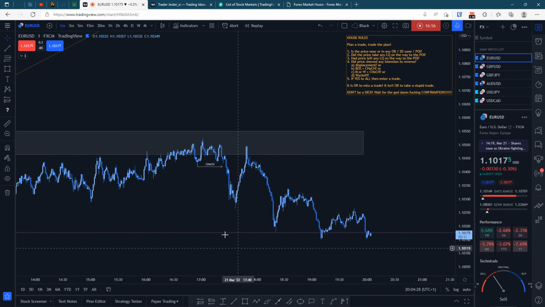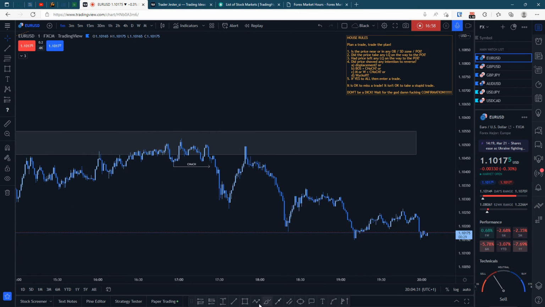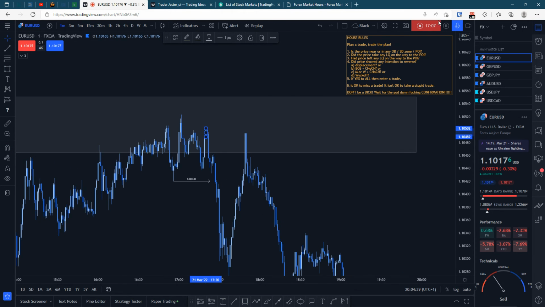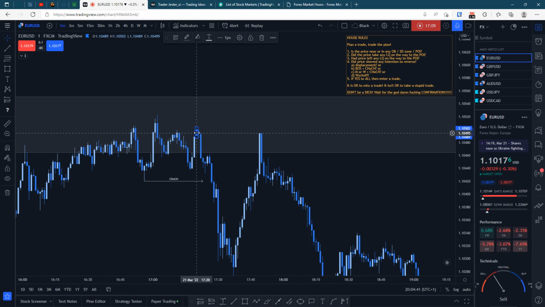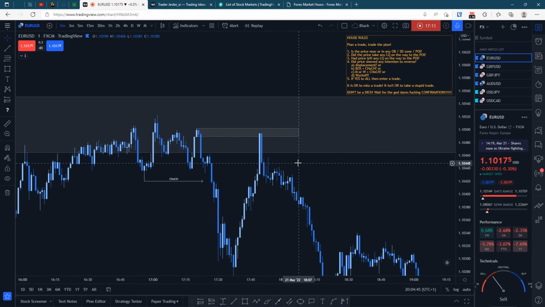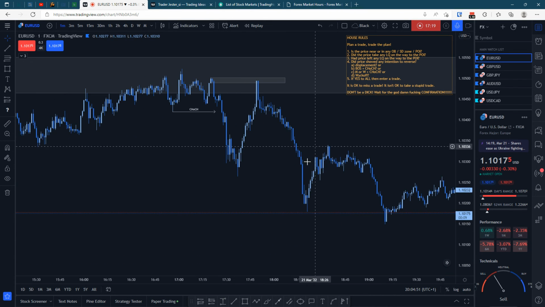How much do I have? 3 minutes yet. Okay, so this was a very, very nice sell here with a very tight stop loss. But we have to have the balls big enough to take such trades. But eventually, in the near future, we can do this also.